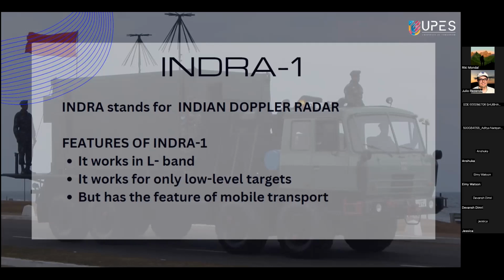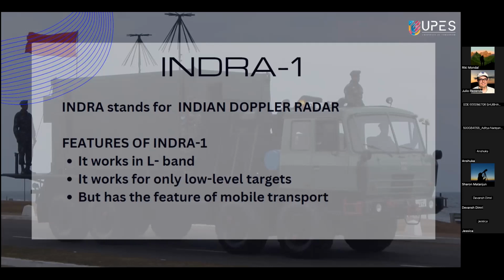So Indra 1 uses a mechanically scanning, doubly curved reflector antenna. It has high gain and fairly low side lobes. The radiating element is a corrugated horn which supports dual polarization. The radar is integrated in the main antenna IFF.